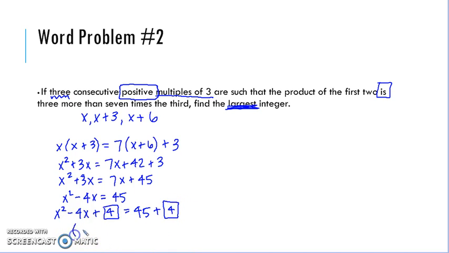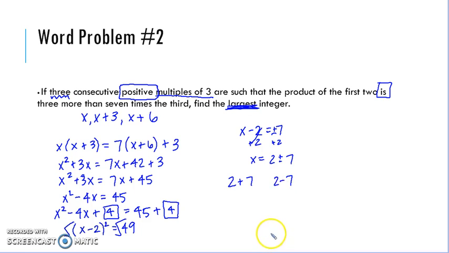So then this side I can rewrite as x minus 2 squared, and then 45 plus 4 gives us 49. Now to solve, I'm going to take the square root. On this side, I've got x minus 2 equals positive or negative 7. So then I'm going to add 2. So x equals 2 plus or minus 7. Now that I have no radicals, I can break it apart. I'm going to have a 2 plus 7 and a 2 minus 7. 2 plus 7 is 9, 2 minus 7 is negative 5.